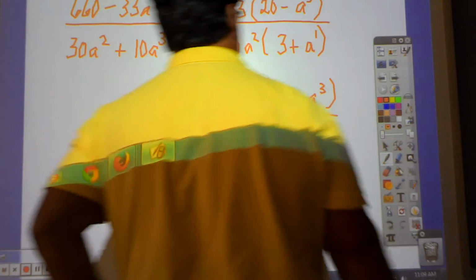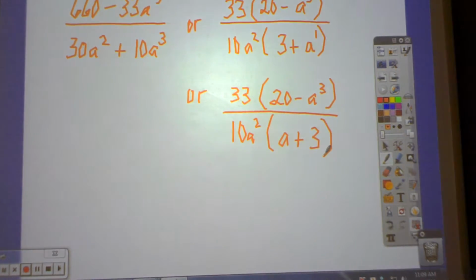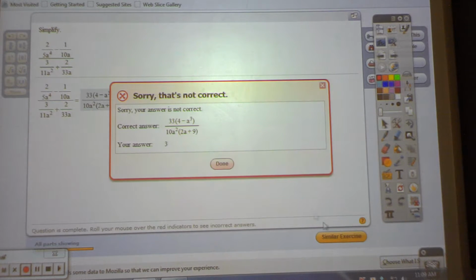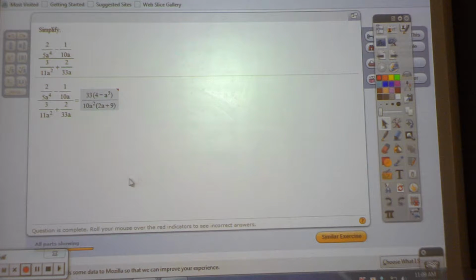I take any one of these answers. Let's see what they got. They factored out, and that's their final answer. How did they get 2a plus 9? Well, we must have something wrong. Let's go look.